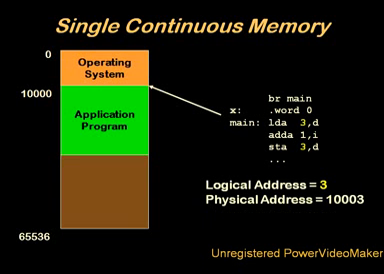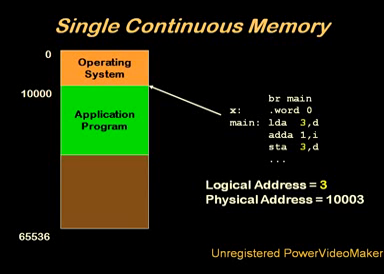However, that's going to be a problem. Even though our logical address, just looking at our program, is 3, the physical address that we're actually going to see in memory is 10,003 because our first location corresponds to location 10,000.